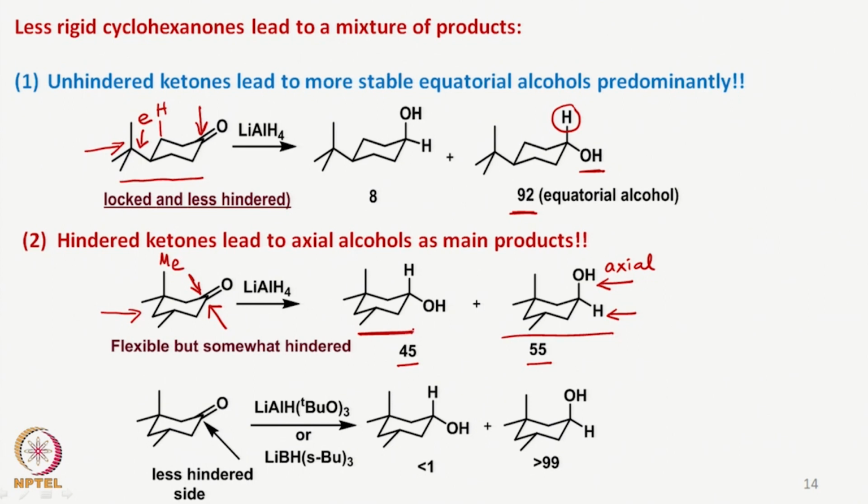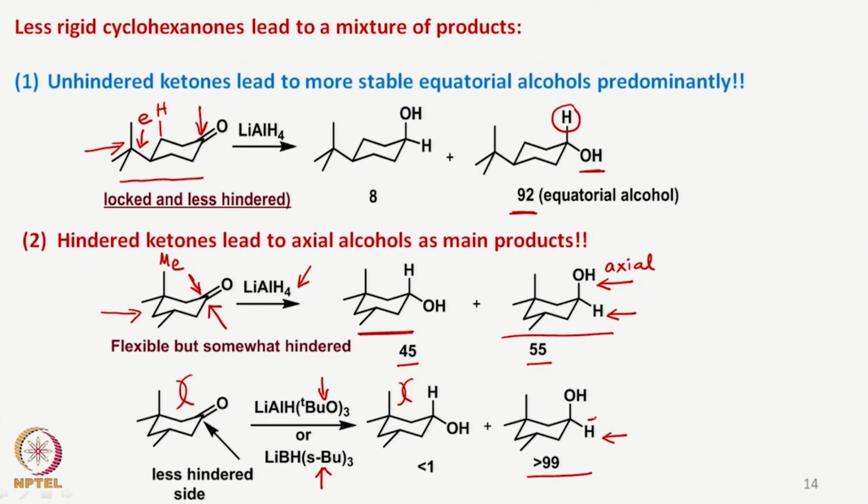Now if we increase the bulk of the reducing agent, because lithium aluminum hydride is relatively small in terms of steric size, and we use, say, lithium tri-tertiary-butoxyaluminum hydride or lithium tri-sec-butylborohydride, or any of these where there are big bulky groups present on the reducing agent, you can see that reduction occurs preferably from the equatorial side, and more than 99% of the axial alcohol is formed because this particular portion is sterically hindered, and therefore reduction preferentially occurs from the equatorial side.